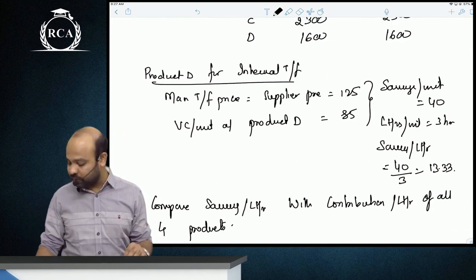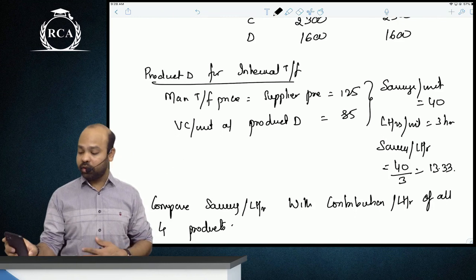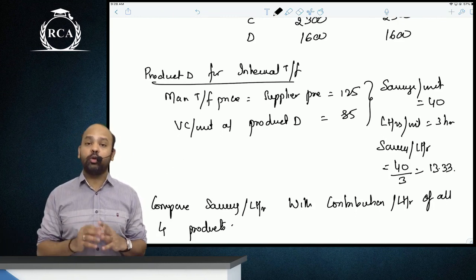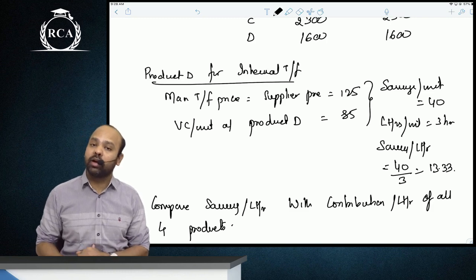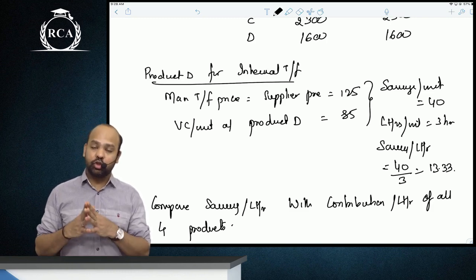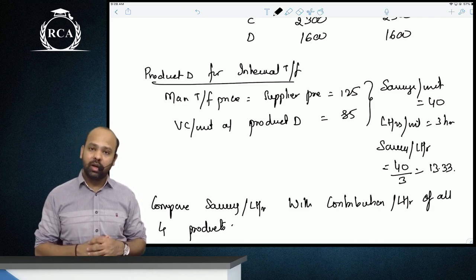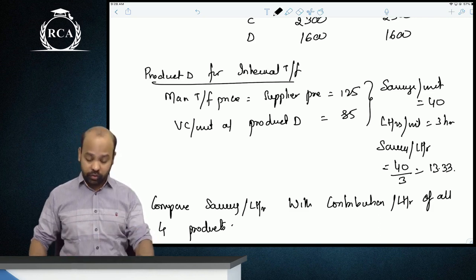Product D for internal transfers will give us a saving of 13.33. That I will compare with the contribution per labor hour of all the 4 products. If I compare that with the first 2 products, they are giving us a lower contribution per hour. So that is why it will be beneficial to reduce it.